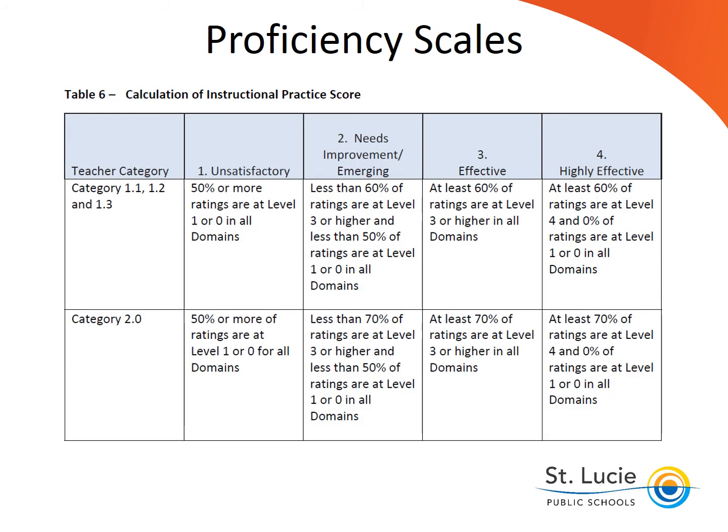Levels of proficiency vary depending upon the category of the teacher. Recognizing that Category 1.1, 1.2, and 1.3 teachers are in assimilation and learning mode, the threshold for effective performance is slightly less than that for seasoned Category 2.0 teachers.